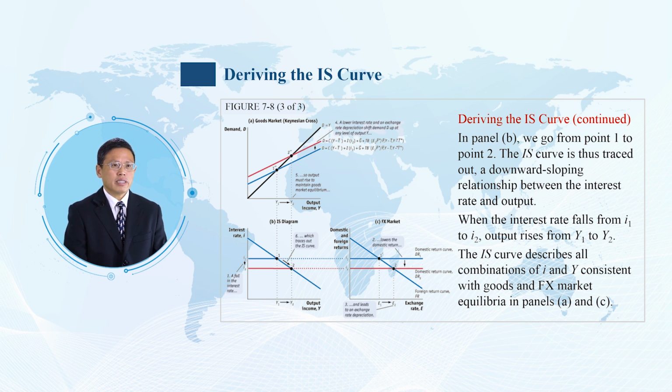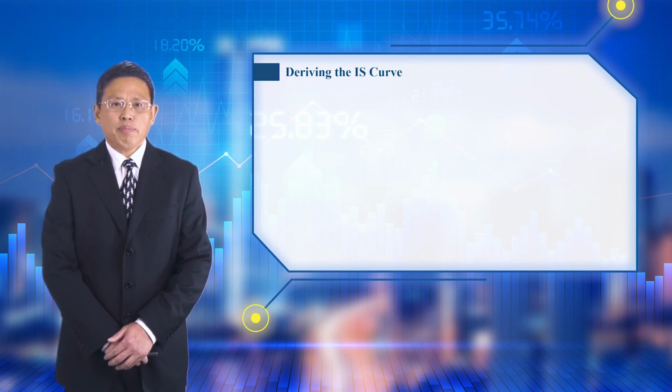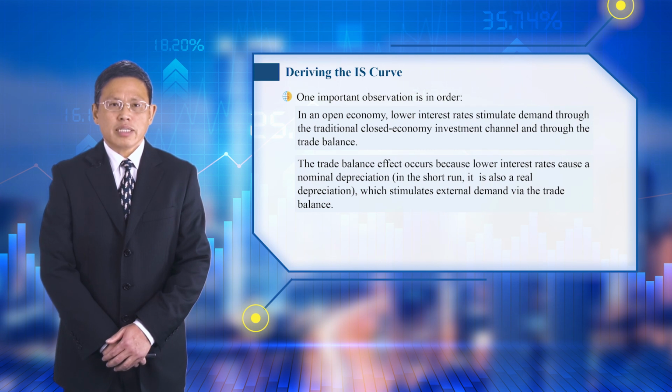The IS curve describes all combinations of I and Y consistent with goods and foreign exchange market equilibria in Panels A and C. One important observation is in order. In an open economy, low interest rates stimulate demand through the traditional closed economy investment channel and through the trade balance.